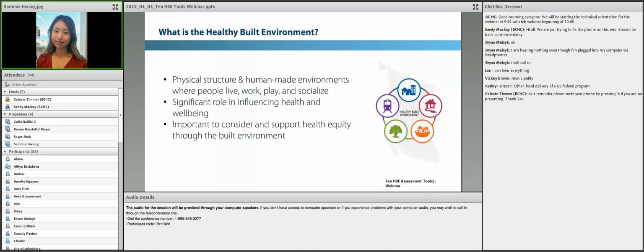It's also very important to consider equity when assessing built environments, because features of the built environment that negatively impact health and well-being are also known to disproportionately affect people in lower socioeconomic positions by virtue of where they live.